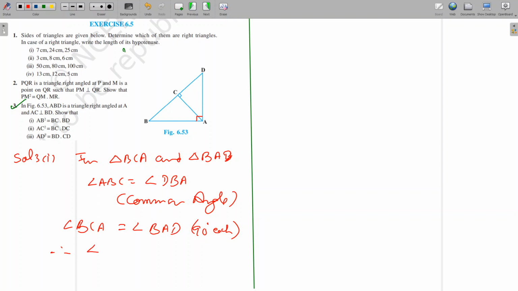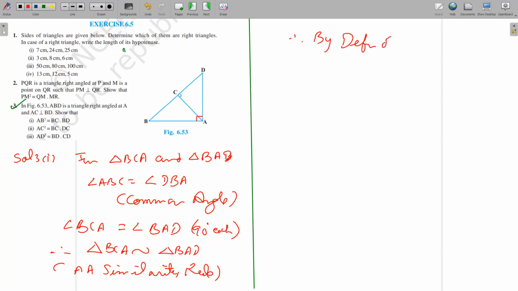Therefore, we can say that triangle BCA is similar to triangle BAD. What is the rule? Angle similarity rule. Then we will apply the definition of similar triangles. Therefore, by definition of similar triangles, we know that whenever two triangles are similar, their corresponding sides are in equal ratios, and we have to obtain AB square equal to BC into BD.